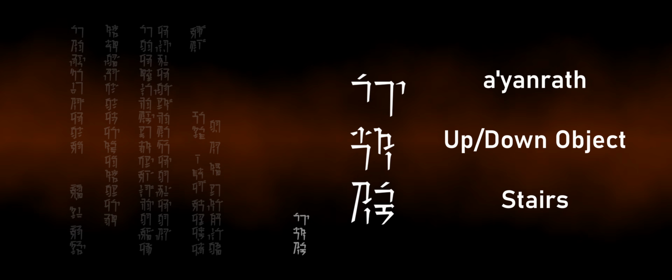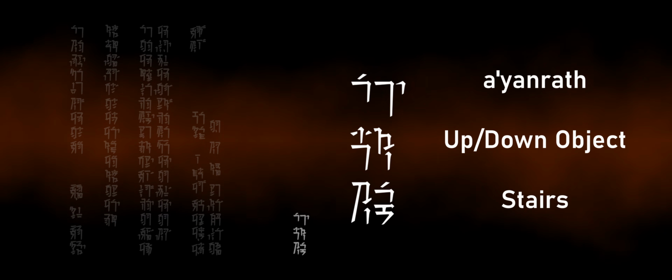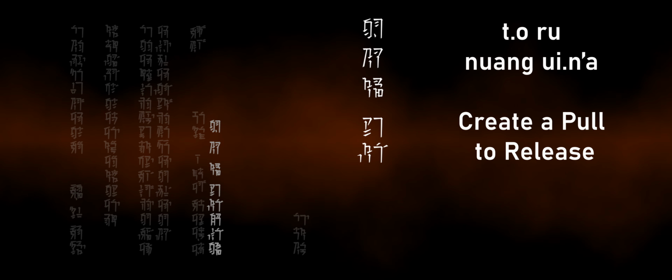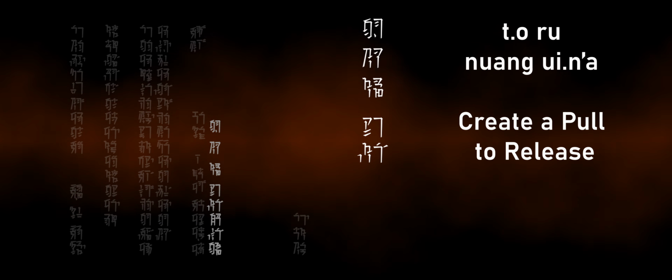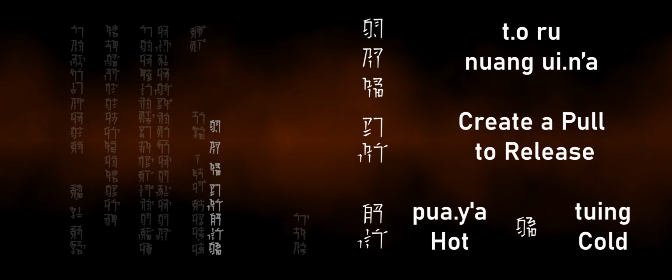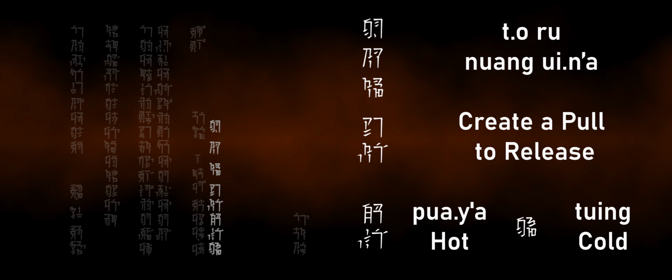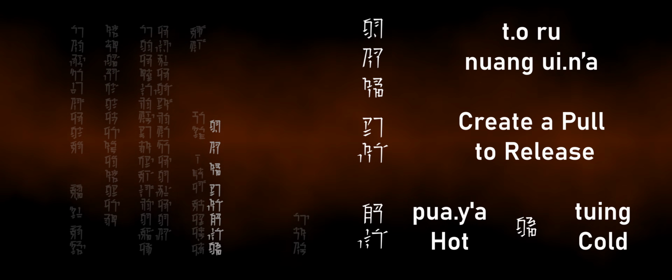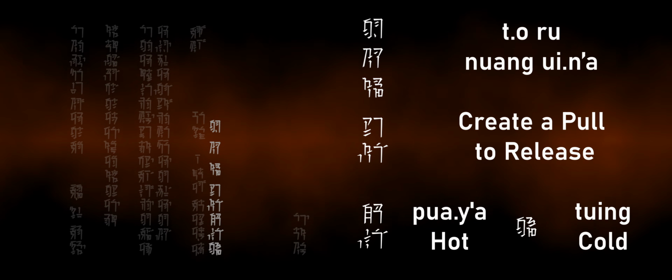So moving through the unused labels, on the far right we have a Yanrath, which literally means the up-down object and would be signage for stairs. For comparison, an elevator is Nyanrath, or the up-down chamber. The second line actually includes a sentence. It says To Run Wang Wina, and then the last two syllables are Huaya and Twin. That translates to create a pull to release, and then hot and cold. The hot and cold might be unrelated to the preceding sentence, or this could be a bathroom control instruction.